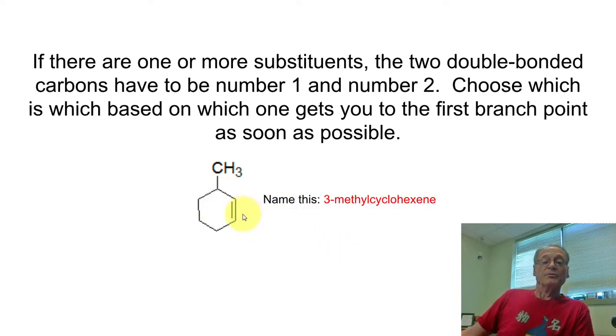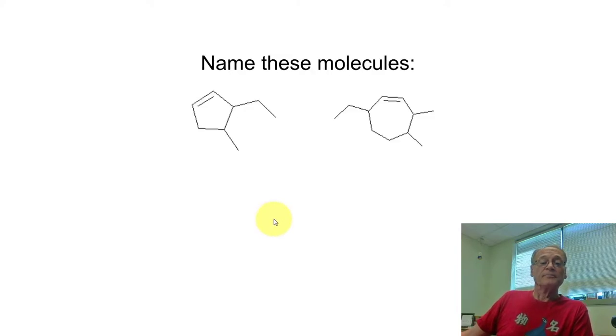So this compound is 3-methyl cyclohexene. Now try naming these two molecules and see what you come up with. These are a little bit more complicated, obviously. So stop the video, work on it. Remember that the two carbons of the double bond have to be carbons number 1 and 2. You just have to decide which one is 1 and which one is 2.